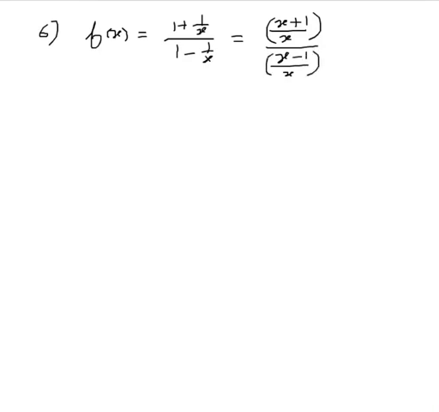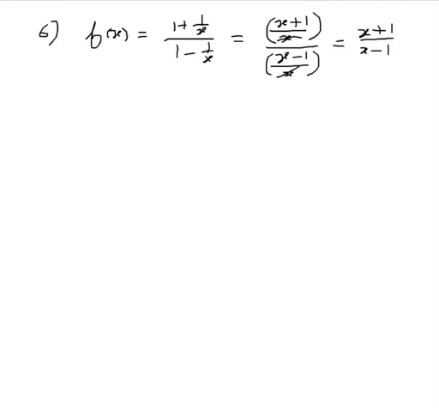Question 6. f of x is equal to 1 minus 1 over x divided by 1 minus 1 over x. Let us simplify this rational expression. Take LCM x. The numerator is x plus 1 divided by x and the denominator is x minus 1 divided by x. Therefore, the function is x plus 1 divided by x minus 1.